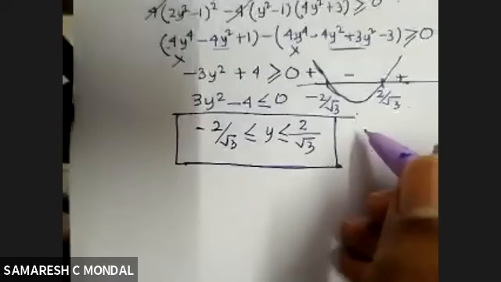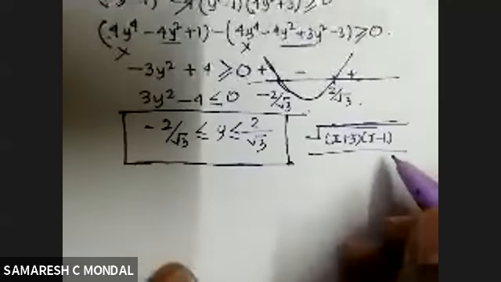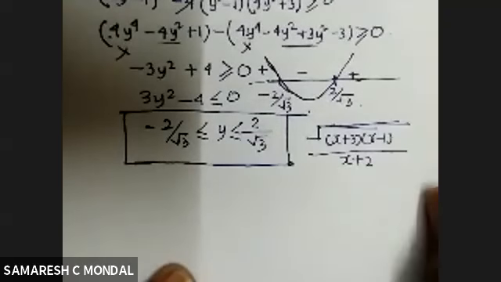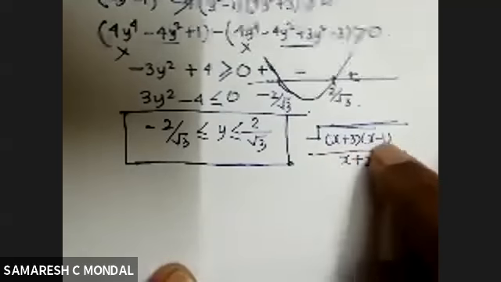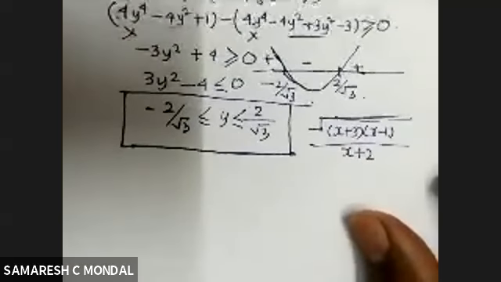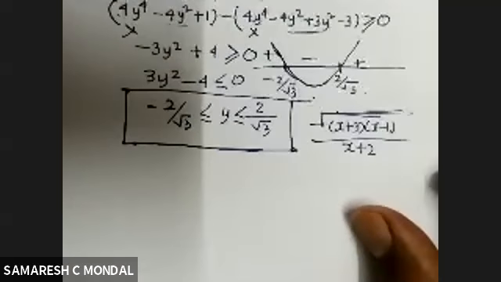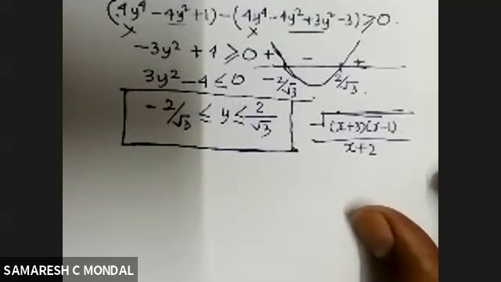Now, if you see, the question was root of (x plus 3) into (x minus 1) whole divided by x plus 2. Fine. Okay. You need to check the domain also, because the value of y exists when x exists. If x does not exist, y never exists. That's the story. So the domain of this function will be what?